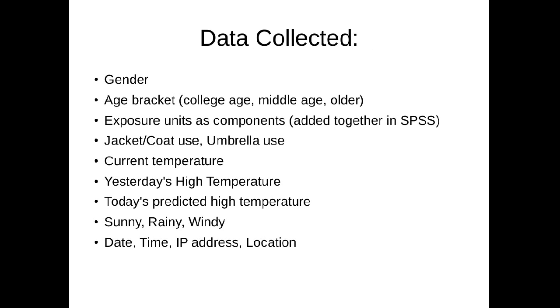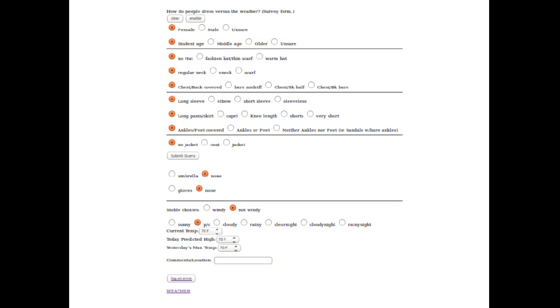So what I collected was gender, age bracket. I collected either somebody who was college age, middle age, or older, exposure units as components, and I later added them together in SPSS. I indicated whether or not they had jacket use, umbrella use, blah, blah, blah. Okay, I'm not going to go through all this. And this is what my app looked like, and then I just clicked whatever category was appropriate and hit submit.